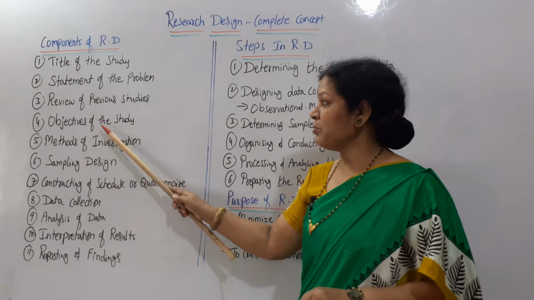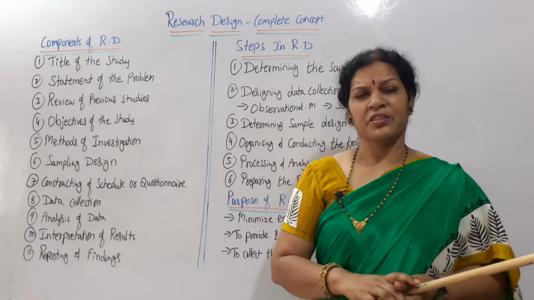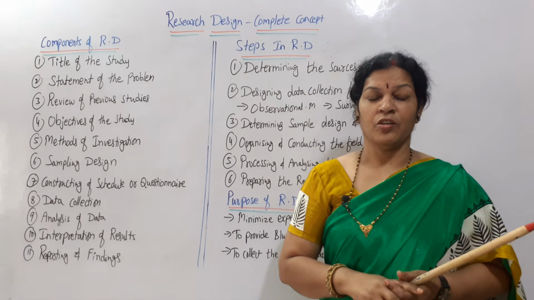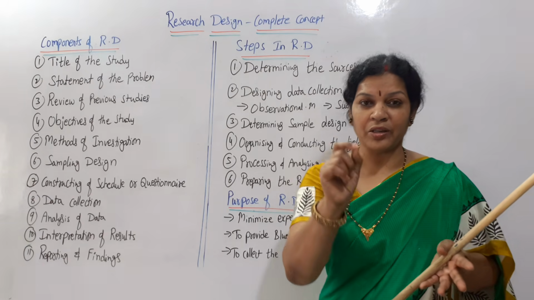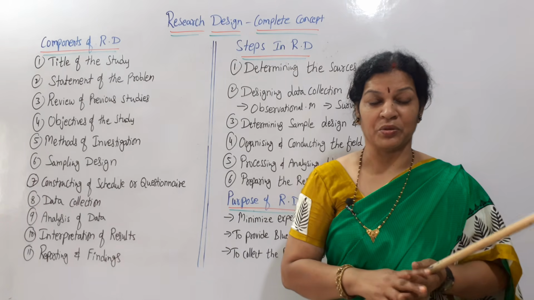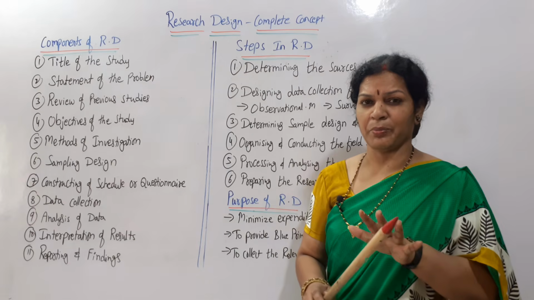In the same way, next, objectives of the study. Why do you want to study? Main objectives. Generally most of the people will construct 3 to 5 objectives of the study. So those objectives you have to design before going to the research work only. Those objectives you have to construct and design. What are the main objectives?